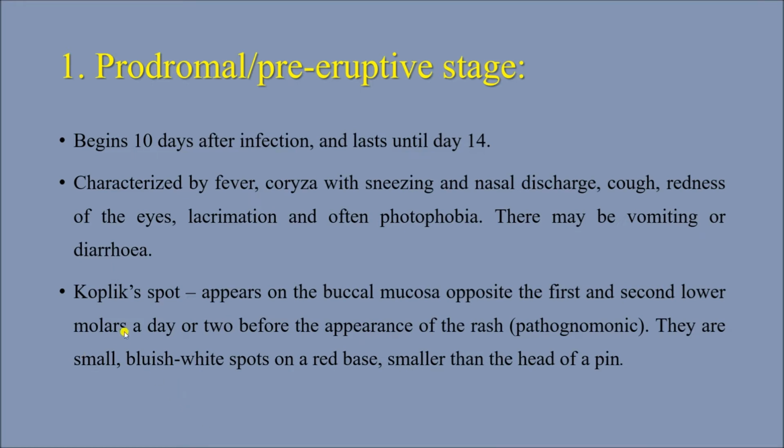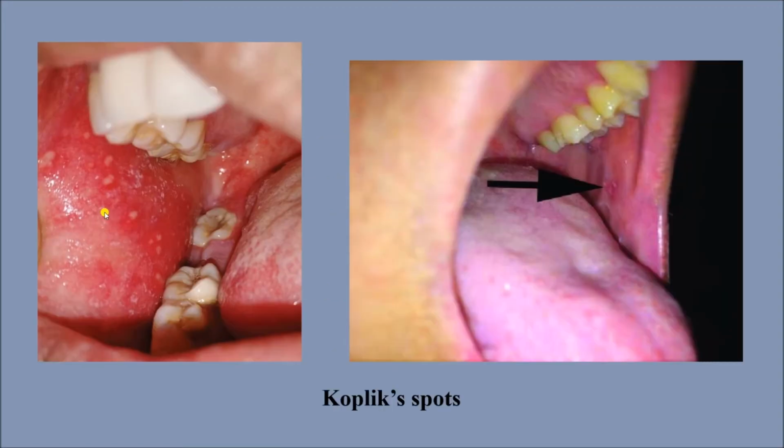Now something known as Koplik spot is pathognomonic of measles, which are bluish white spots on a red base, and they are very small, smaller than head of pin, and they appear on the buccal mucosa opposite to the first and second lower molars a day or two before the appearance of rash. So Koplik spot appears about 2 days before the appearance of rash. As you can see, this is the lower molar teeth, probably molar 1 and molar 2, and opposite to that we have this Koplik spot. These white spots are the Koplik spots here also.